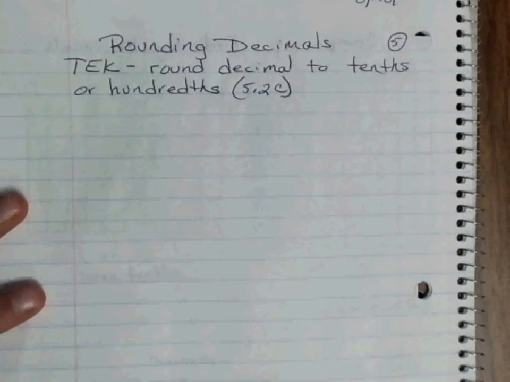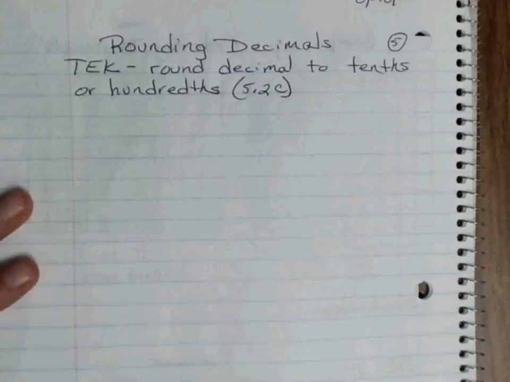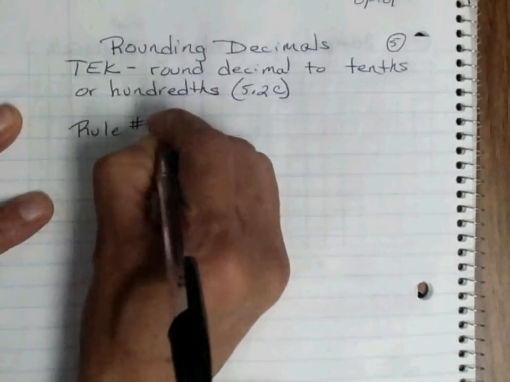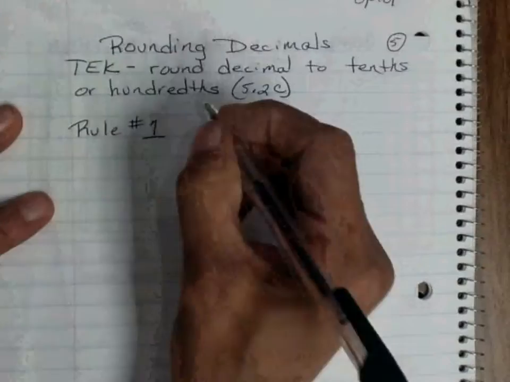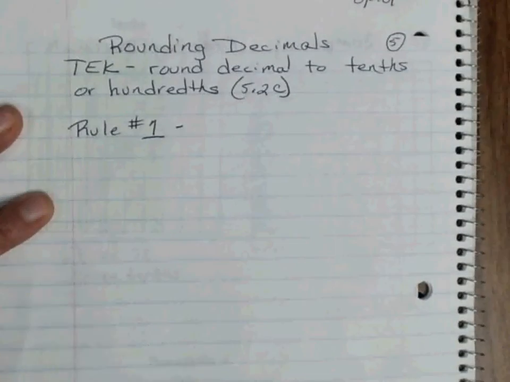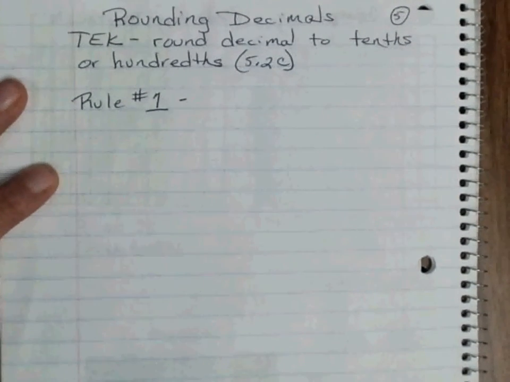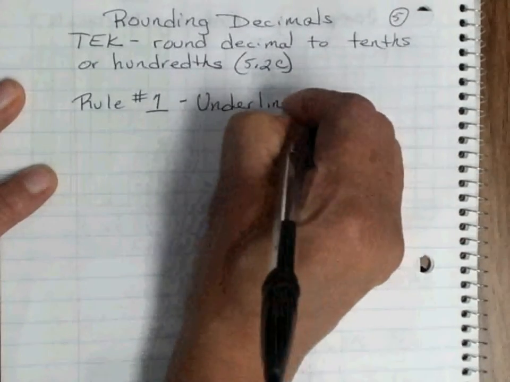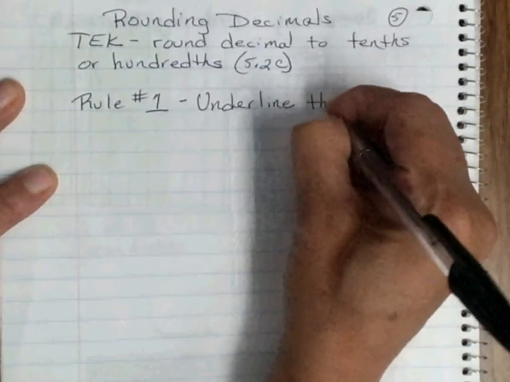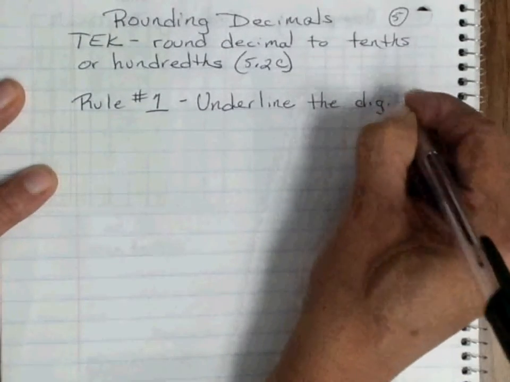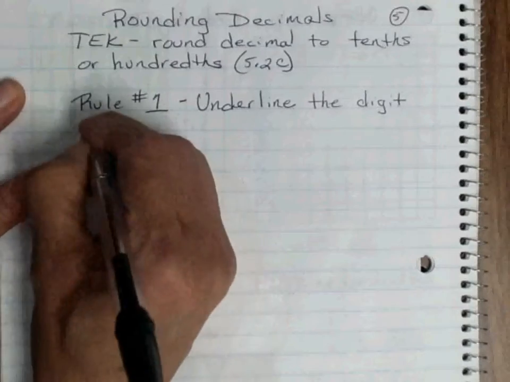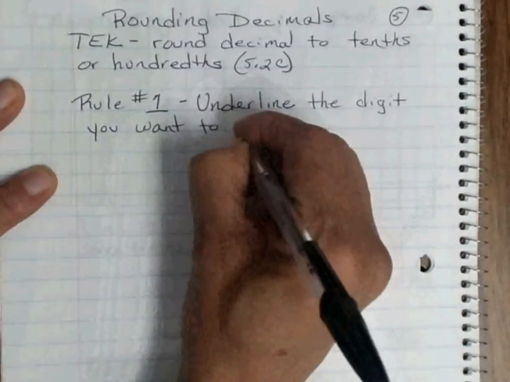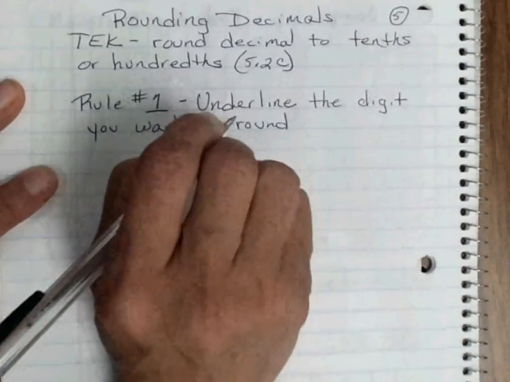Now, I have 3 easy rules for rounding decimals. So here we go. Rule number 1: underline the digit you want to round.